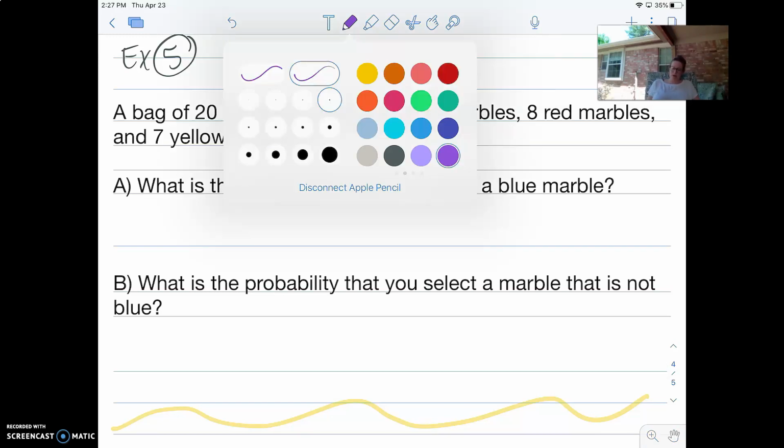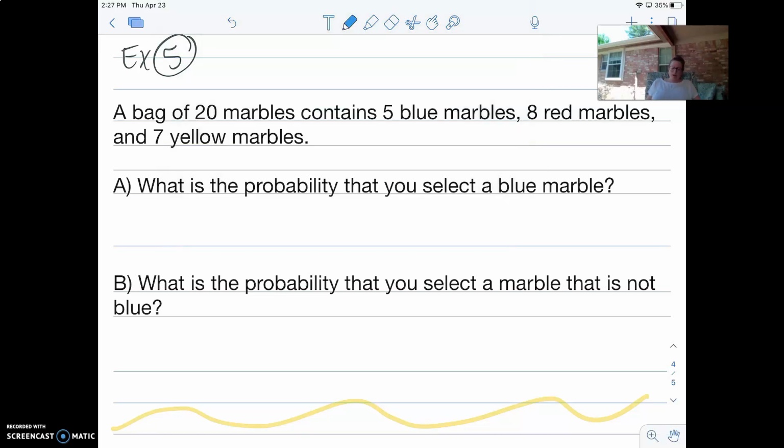Let's write it in blue. Why not? Okay, so that's pretty easy. You have a total of 20 marbles. If they didn't give you that information, you know how you would get it? You would need to add 5 plus 8 plus 7, which gives you 20. Okay, just in case you were wondering.